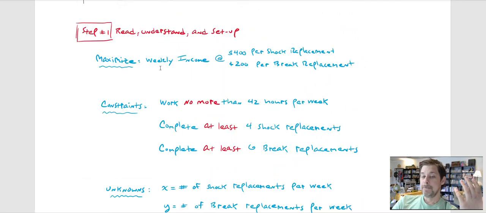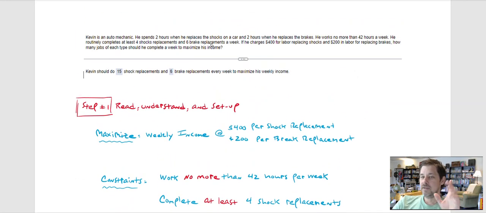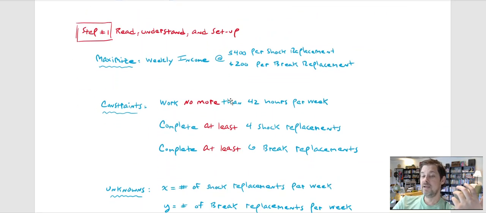Okay, now I saw in here when I read it that it said the mechanic works no more than 42 hours per week. That is an inequality, right? No more than. That's going to mean less than or equal to, okay? So I put that in red there. I wanted that sentence to stand out because that identifies it as one of the constraints.